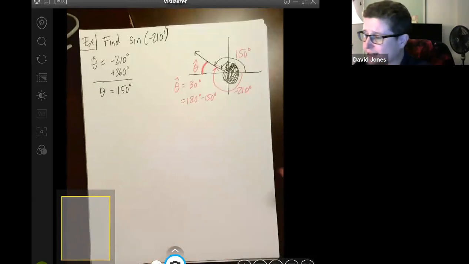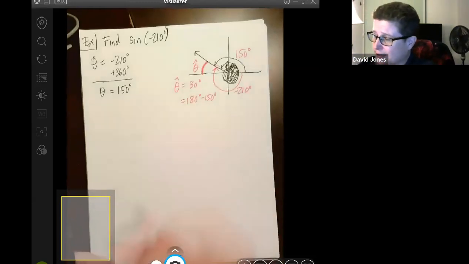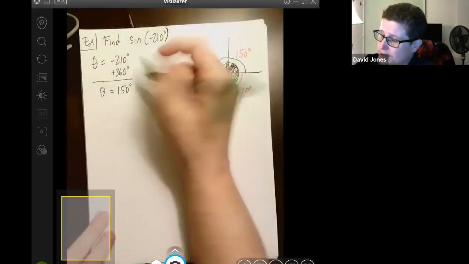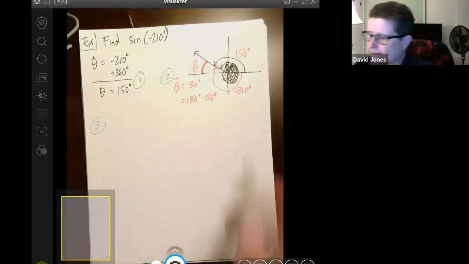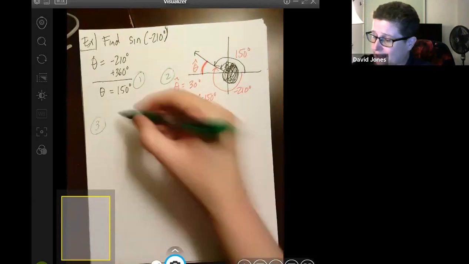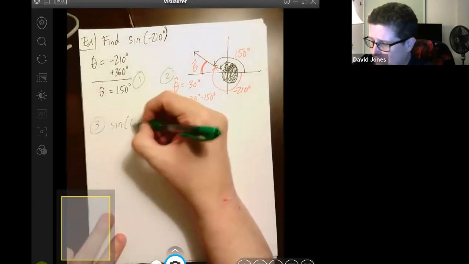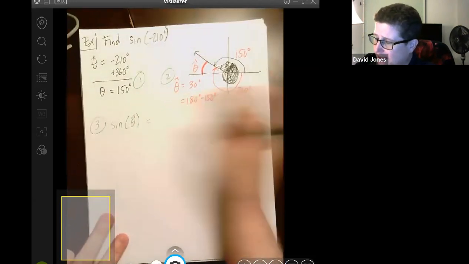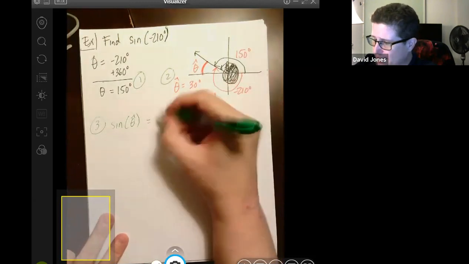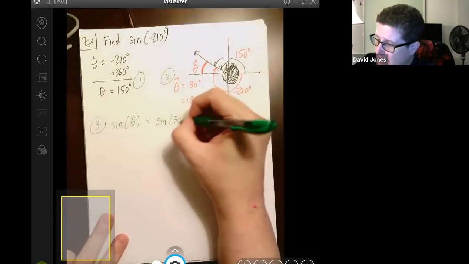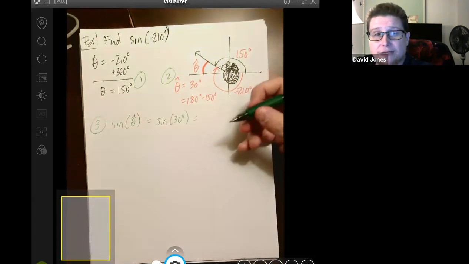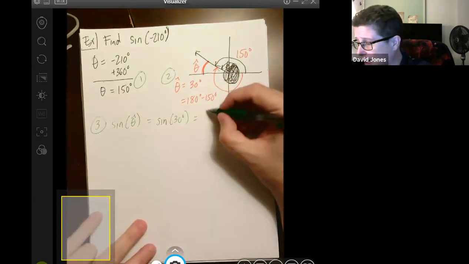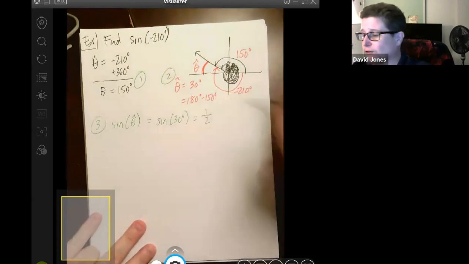Let's find the reference angle. Step 3. So this was step 1. This was step 2. Step 3, find the trig value for sine theta hat. Sine of theta hat is sine of 30 degrees. And if we memorized our table, we don't need to look at it. But if you haven't memorized it yet, look at the table, it's 1/2.